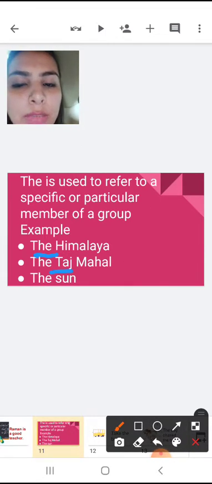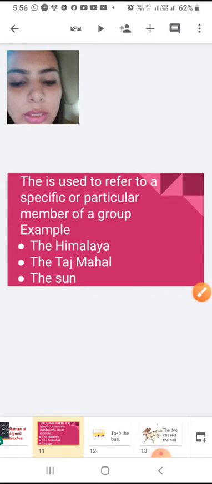Next is "the Taj Mahal." There is only one Taj Mahal all around the world, so this is a specific thing. That is why we use "the" before Taj Mahal. Next is "the sun." The sun is also a specific thing, so we use "the" for sun. Now see the next.